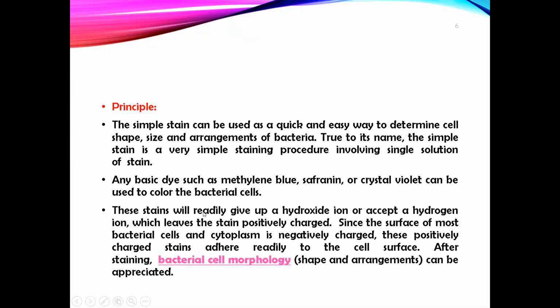These stains readily give up the hydroxide ion and accept a hydrogen ion, which leaves the stain positively charged. So basic dyes, as I have told you, have this positively charged chromophore. Now the cell wall of the bacteria is negatively charged. So this positively charged chromophore gets easily adsorbed on the cell surface and imparts the color. So that is the mechanism.